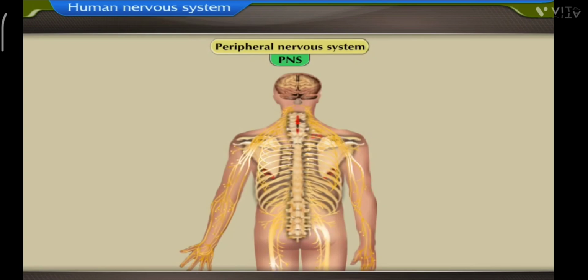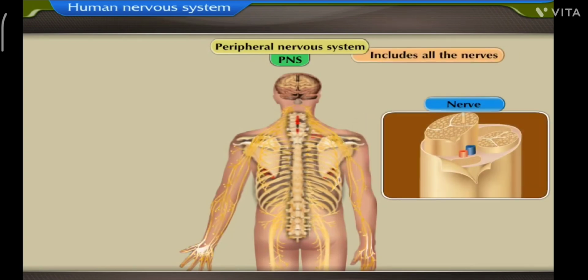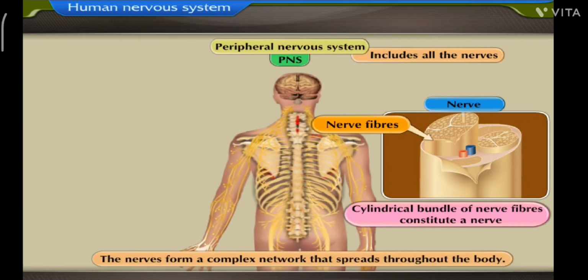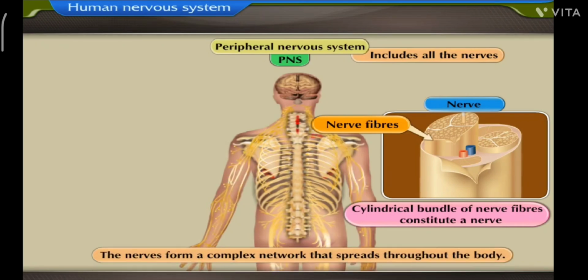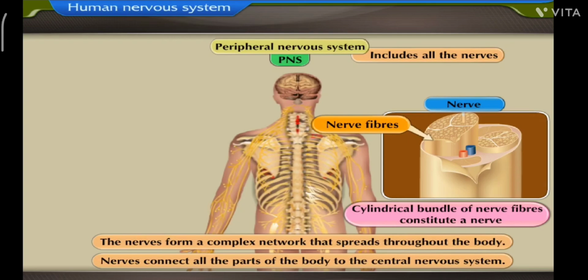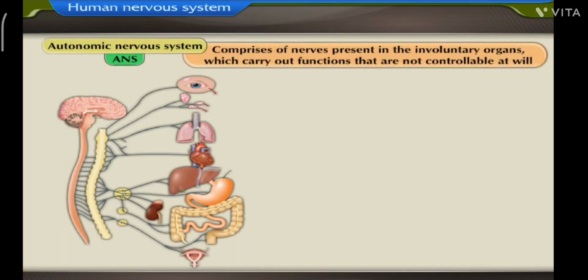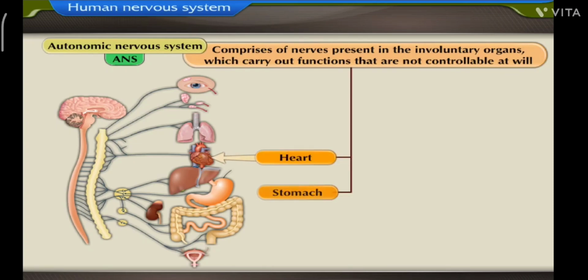The peripheral nervous system includes all the nerves. The cylindrical bundle of nerve fibers constitutes a nerve. The nerves form a complex network that spreads throughout the body. They connect all the parts of the body to the central nervous system. The autonomic nervous system comprises nerves present in the involuntary organs which carry out functions that are not controllable at will. For example, heart, stomach, lungs, etc.